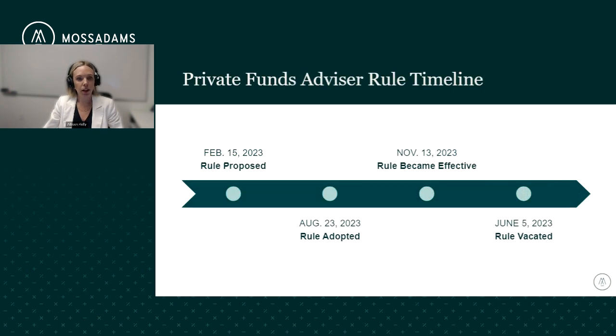The biggest topic of conversation for over a year now has been the private funds advisor rule. To summarize the order of events, this was first proposed in February of last year, was formally adopted about a year ago, and became effective in November of 2023. However, a few months ago, on June 5th, that rule was vacated.